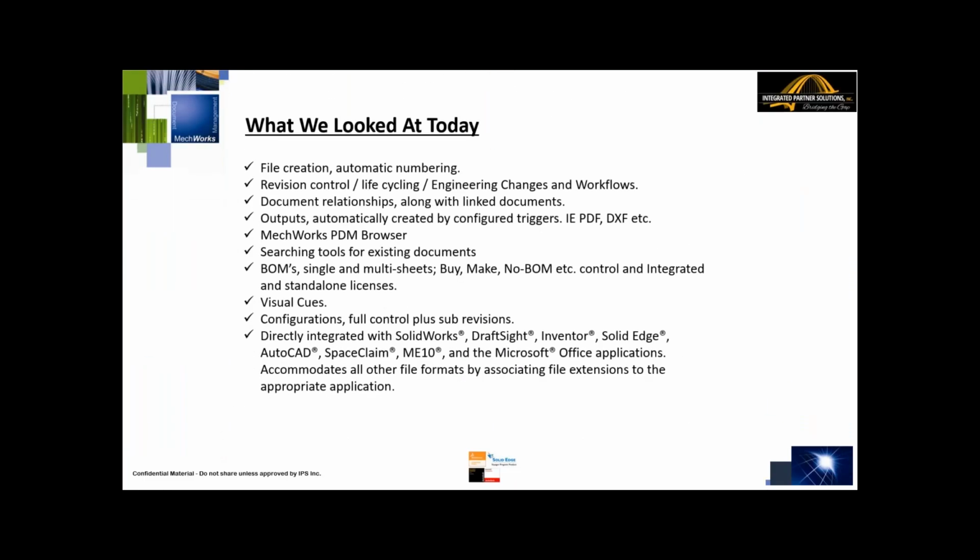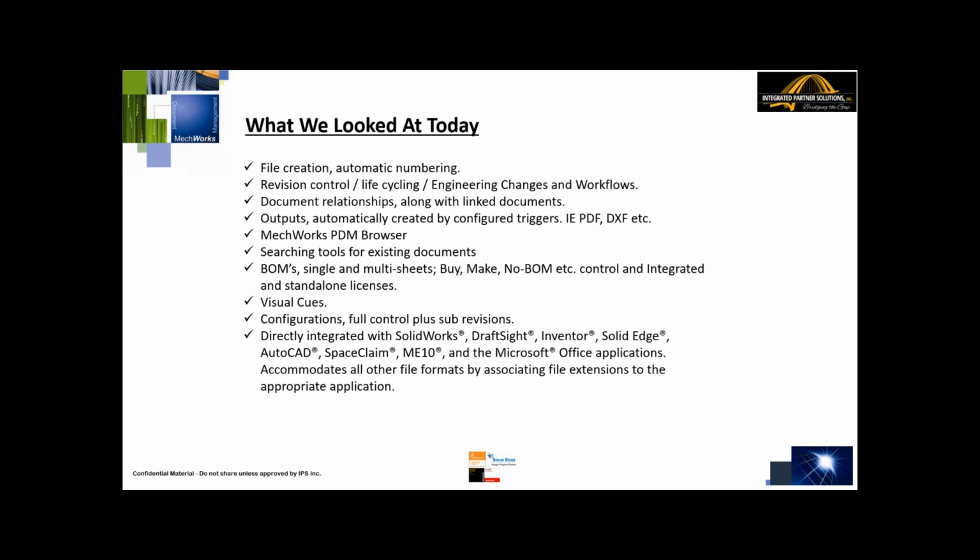So what do we do today? Real quick, we created a new part. We looked at the automatic numbering. We put that part through revision and control, life cycling. We looked at the engineering changes real quick. Remember, we have a separate webinar for that. We looked at the document relationships, how we automatically link data and documents together. We looked at outputs, how the system can be configured to automatically kick out PDFs, DXF, whatever types by triggers.